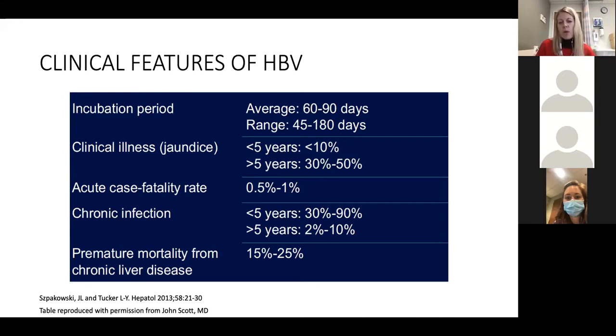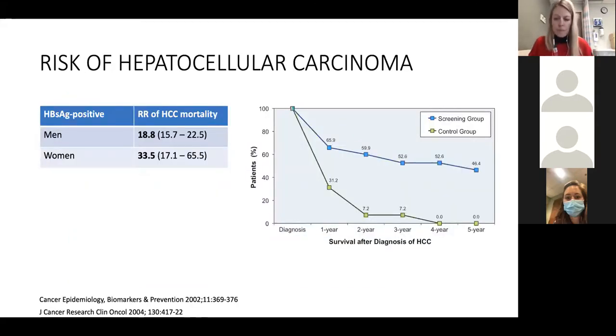And as I was just mentioning, chronic infection is something that can be lifelong in many patients, and it's much more common in people who acquire hepatitis B either perinatally or before the age of 5 years. And if you do have chronic hepatitis B, there's a higher rate of premature mortality due to liver disease, both from cirrhosis, but also from hepatocellular carcinoma.